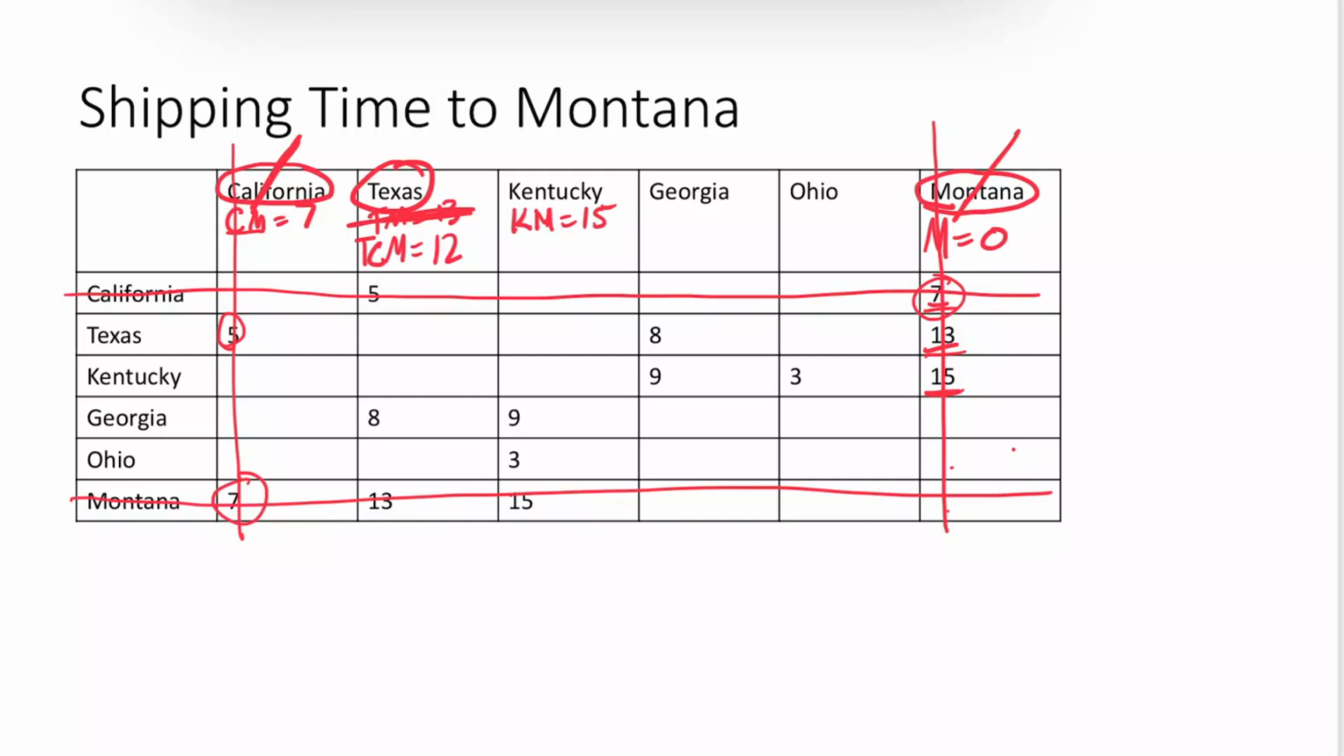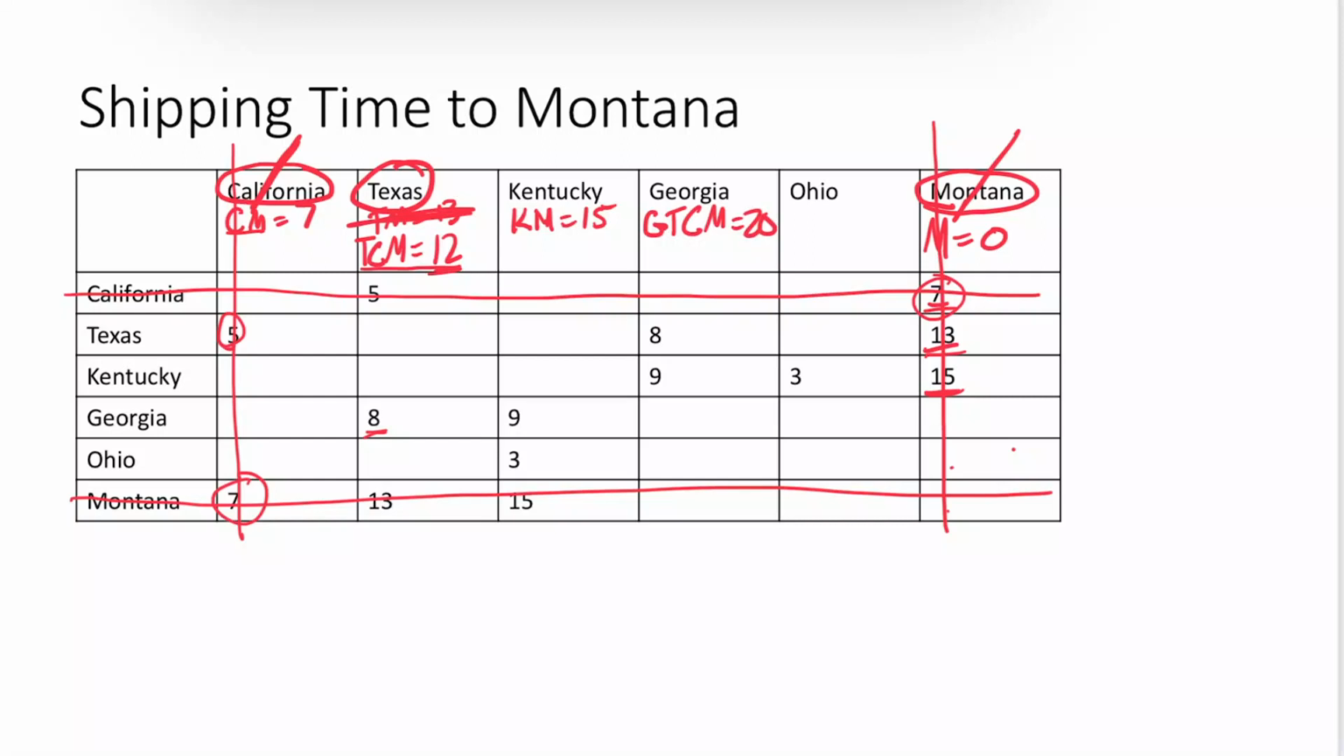And it looks like the only state that it's adjacent to is Georgia. And Georgia doesn't have a distance yet. So I'm going to say, okay, well, if I went from Georgia to Texas and then went all the way back to Montana by this cheapest path, I would get Georgia to Texas to California to Montana. And the cost of that is going to be 8 plus 12, because the cost from Georgia to Texas is 8, and then the cost from Texas to Montana is 12. So if I add those together, that's going to be a cost of 20 for Georgia.